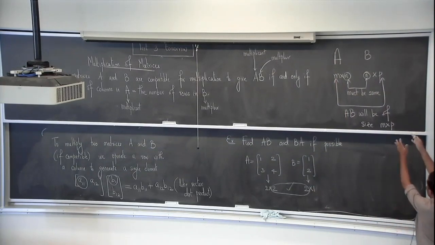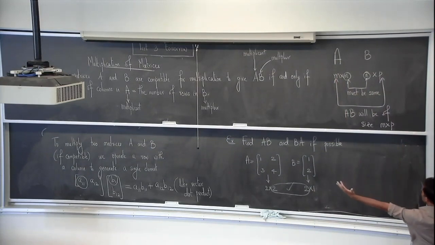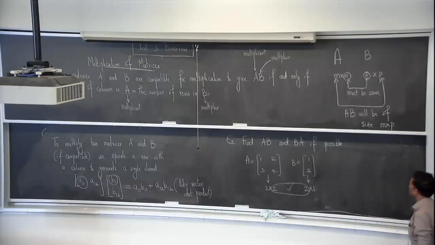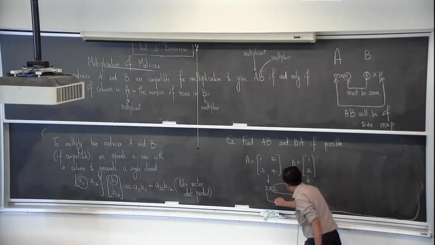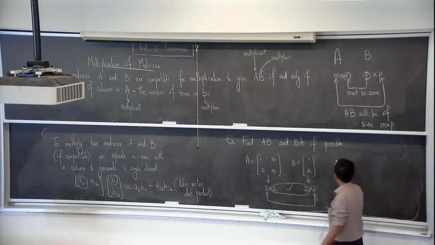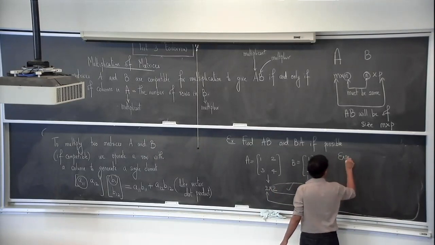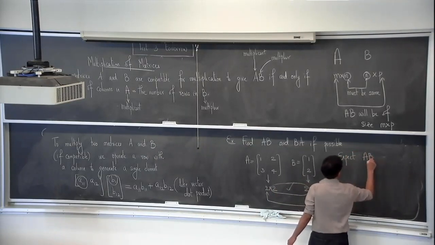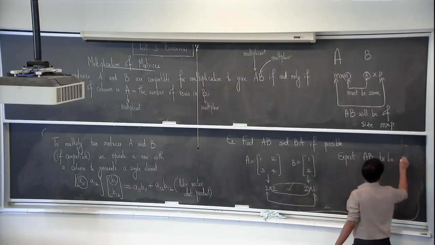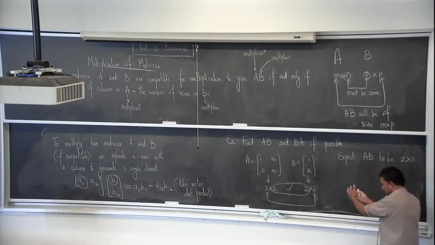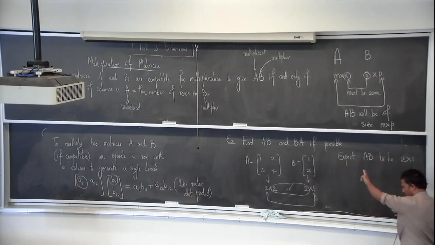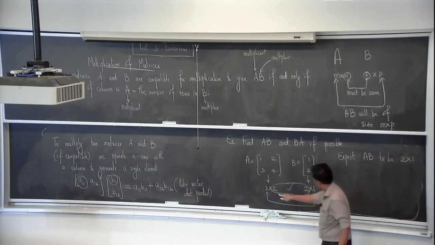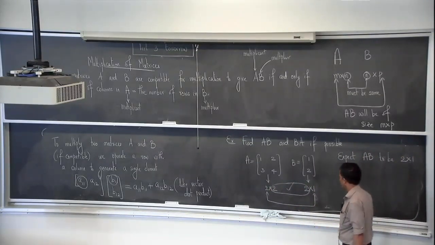So once those two middle things are the same, the product would be whatever was the number of rows in the first one times the number of columns in the second one. So in this case, we expect our result AB to be a 2 by 1 matrix. It's always nice to write out the dimensions and check to get an idea about what to expect in your answer. Okay, 2 by 1.